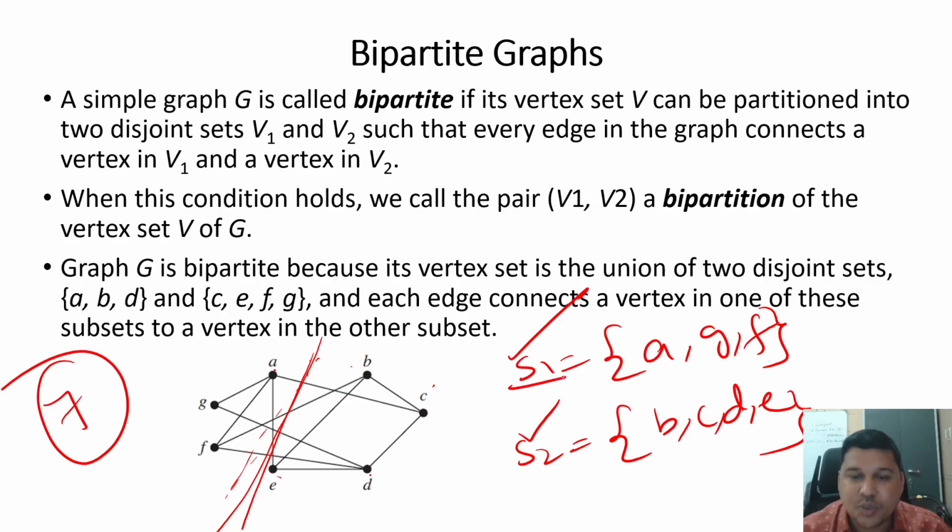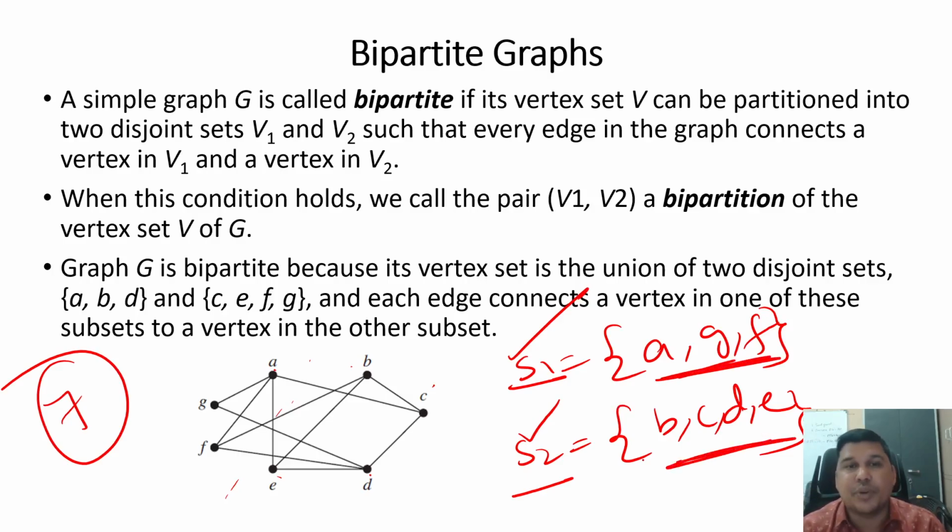Set 1 is one set of vertices, set 2 is another set of vertices, such that what is the condition here? There should be at least one edge from any one of these vertices to any one of these vertices. See, from A to B, do I have an edge? No. Right? From A to B, there is no edge. From A to C, yes, there is an edge.